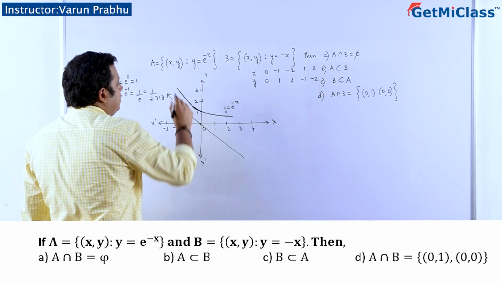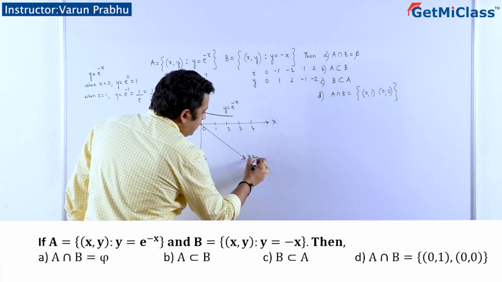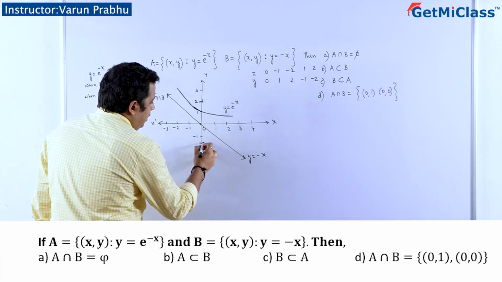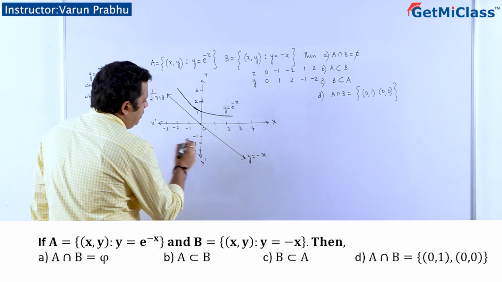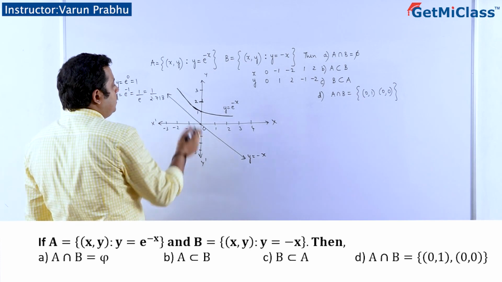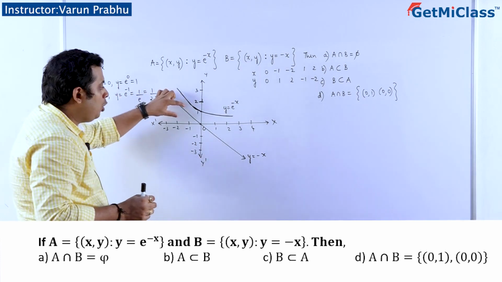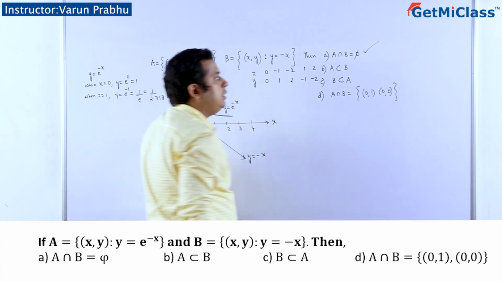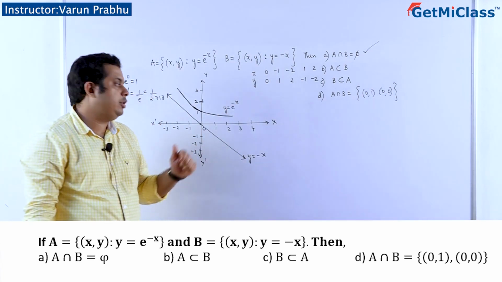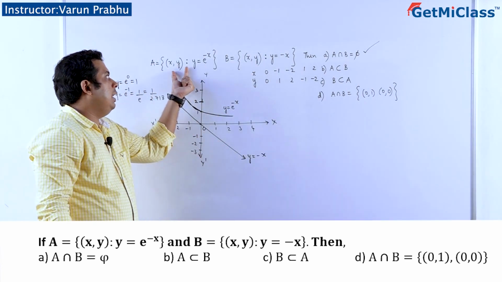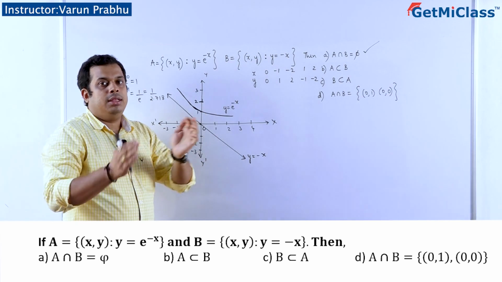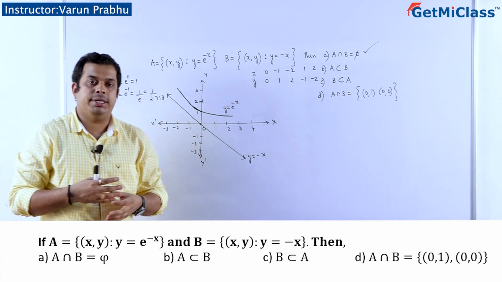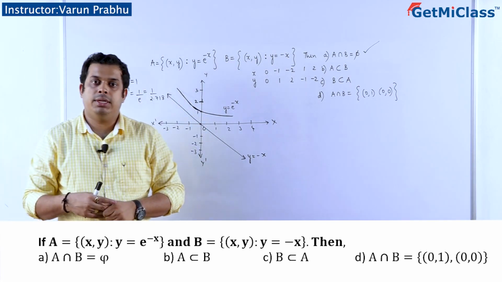If you can clearly see, this is the graph of y is equal to minus x, right? Here this is minus 1, here this is minus 2, here this is minus 3 and so on. If you see, the two graphs are not touching each other at all. When the two graphs are not touching each other, what is the answer that we mark? We mark the answer as option A, which means A intersection B, the elements of this set and this set, they will not intersect each other. There is no point of intersection. It's a disjoint set. So A intersection B is equal to null set is the answer.